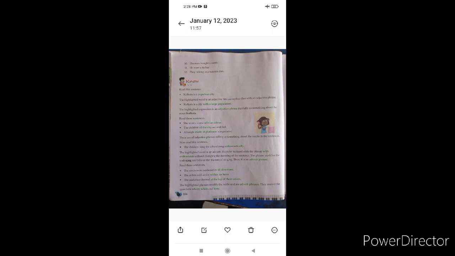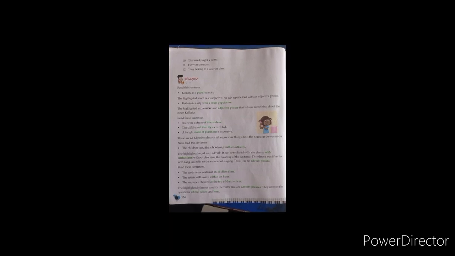Before starting adverb phrase, first of all, we will try to understand the meaning of adverb. We have already done the adverb chapter, and I would like to tell the meaning of adverb: an adverb is a word that modifies a verb, an adjective, or another adverb. Students, look at the example. The children sang the school song enthusiastically. Here you can see enthusiastically, the highlighted word. Is it an adjective or an adverb? The highlighted word is an adverb.